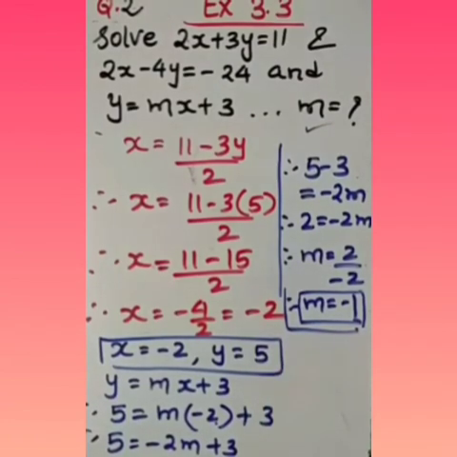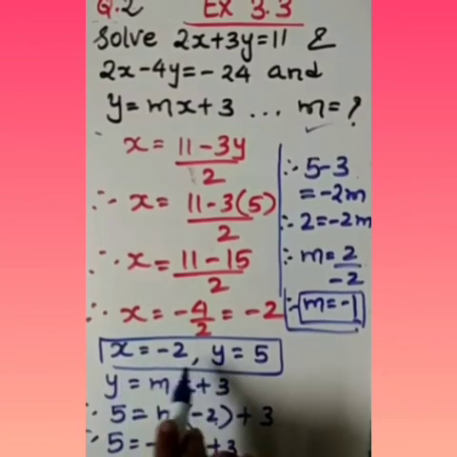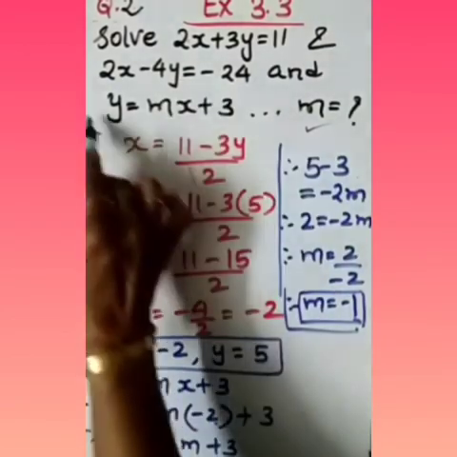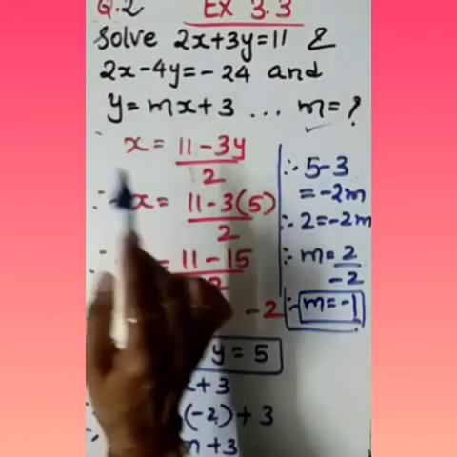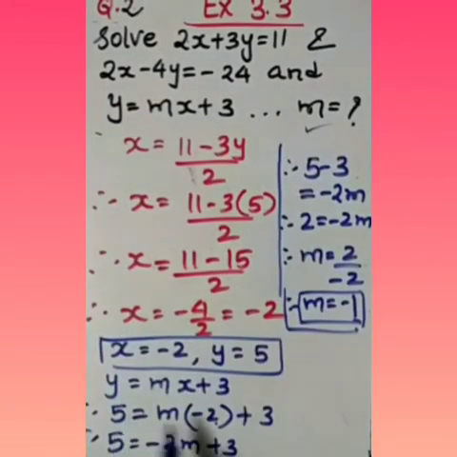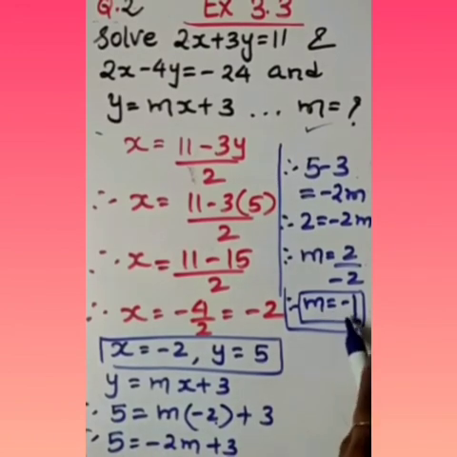Nothing else I have done. First, by applying the substitution method, I got the value of x as minus 2 and y equal to 5. And finally, in this y equal to mx plus 3 equation, I put the value of y and x here and simplified the equation. So finally, I got the value m equal to minus 1.